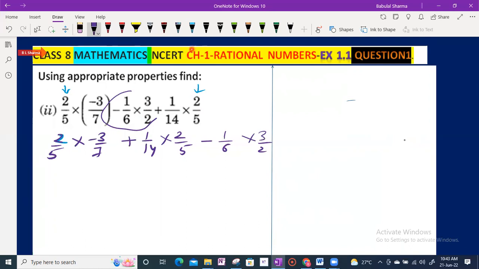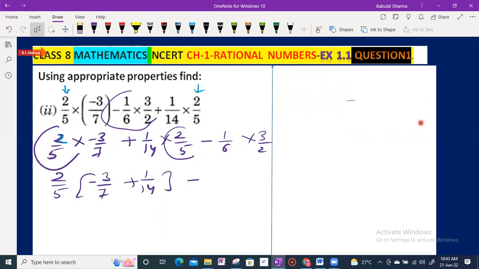See here, we can write here 2 by 5 is common, 2 by 5 is common. तो ये जो first और second है, इसमें से 2 by 5 और 2 by 5 है, 2 by 5 common लेते हैं. That is minus 3 by 7 and this is 1 upon 14 minus, I think, minus 3 upon 12, that is minus 1 upon 4. Minus 1 into 3, 3 twos are 6, so that is minus 1 by 4.